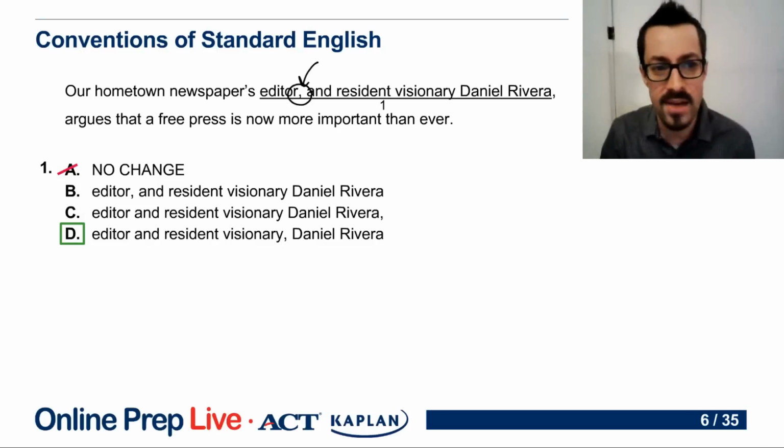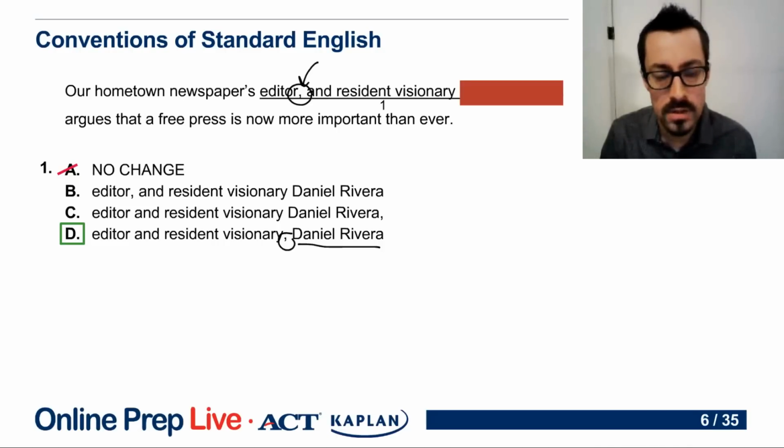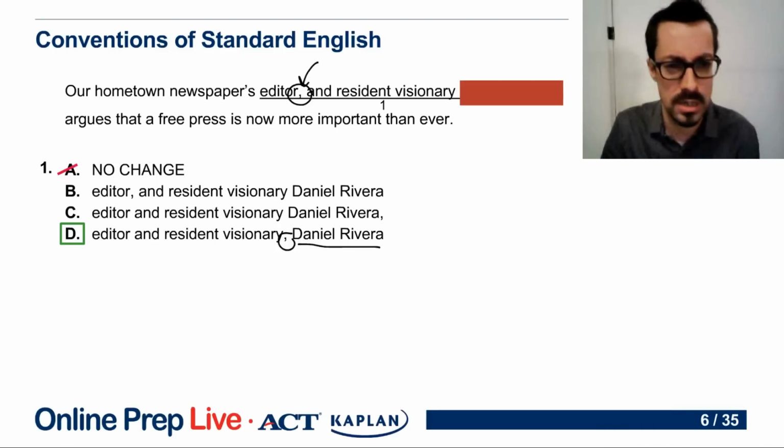absolutely correct. We have this opening phrase, our hometown newspaper's editor and resident visionary, and then who are we talking about? Well, we're talking about Daniel Riviera. So we'll put a little comma there that now applies to Daniel Riviera, and then we can go on with the rest of the sentence. And again, notice that we have a comma here, and we have a comma here. Great way to test whether that is correct is to go, well, would this work if we took Daniel Riviera out? Would this sentence work if we took Daniel Riviera out?